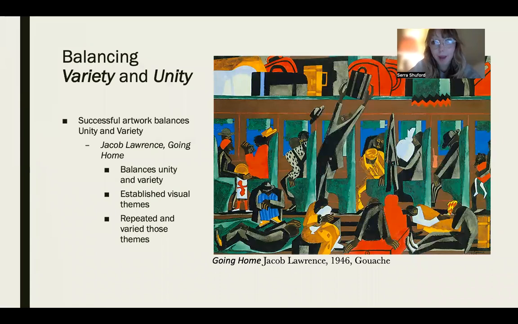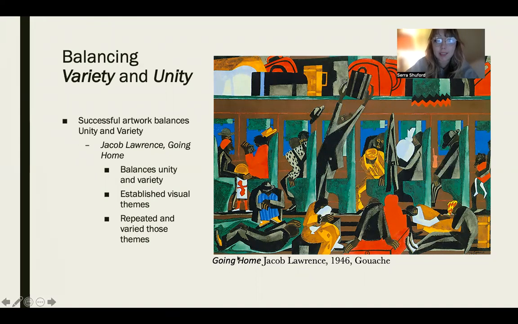So a good way of balancing variety and unity, I use this piece, and I might use this for more examples later on, because I do feel like this piece by Jacob Lawrence, Going Home, is a great example of an organizational artwork and how organization can be used really effectively. So this piece balances unity and variety. There is a lot of chaos going on, intentionally, because we're looking at a broad view of a train where there's a lot of people, a lot of conversation, a lot of luggage going on. So it's a fairly chaotic environment.